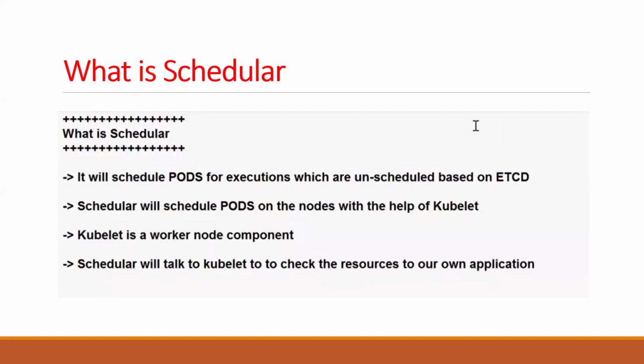So the scheduler will check which unscheduled pods there are, and then schedule the pods on the nodes with the help of the kubelet. Kubelet is a worker node component, a worker node agent. The scheduler will talk to the kubelet to check the resources for our application.